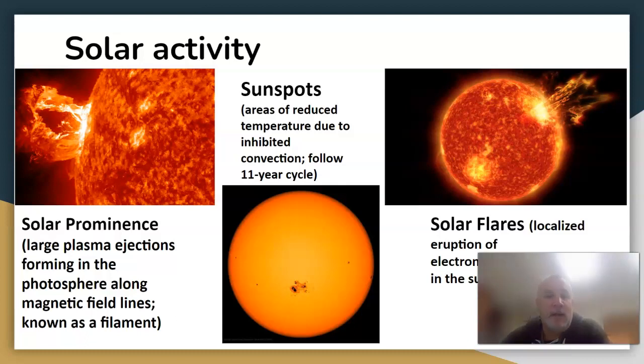In the middle, we have sunspots. Those are dark spots, and those are areas of reduced temperature because of some sort of reduced convection. So they appear really dark, and it follows kind of an 11-year cycle of high to low sunspot activity.